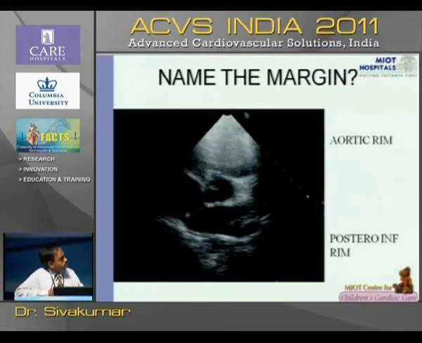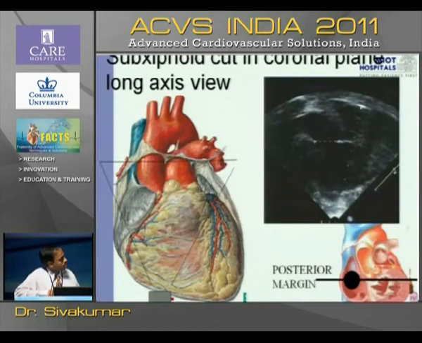So if you ask what is the margin on a parasternal short axis view, it is the aortic rim or the anterosuperior margin and the posterior margin. The third cut is from the subxiphoid. From the subxiphoid, we have an opportunity to cut on a coronal plane and on a sagittal plane. If you cut on a coronal plane, whatever you are seeing on the leftward end is the posterior margin. Whatever you are seeing on the rightward end is the anterior margin. So this is the coronal plane cut.